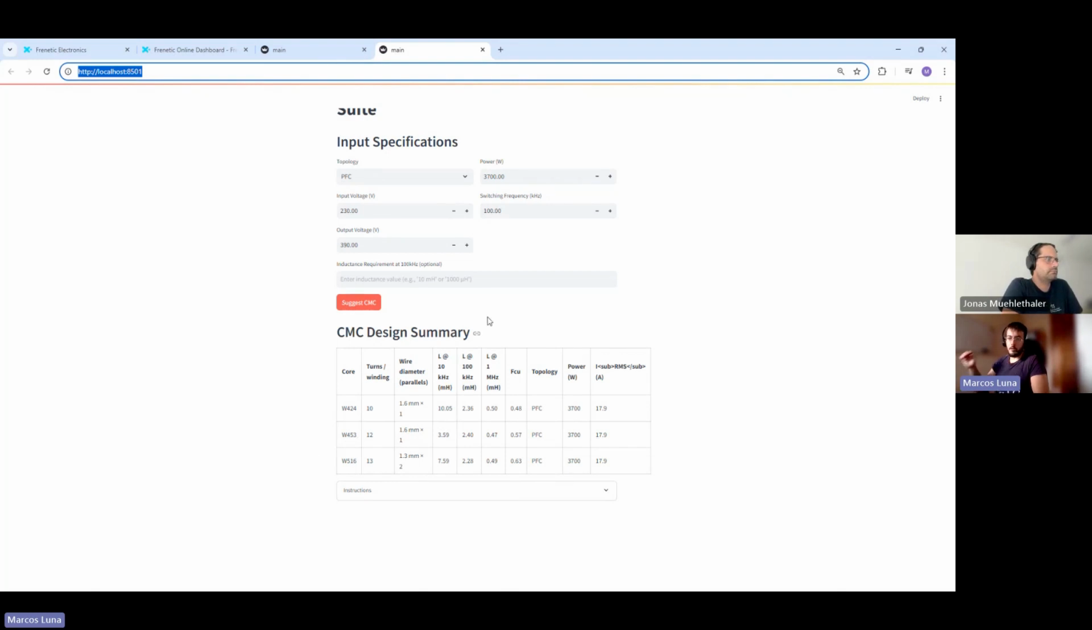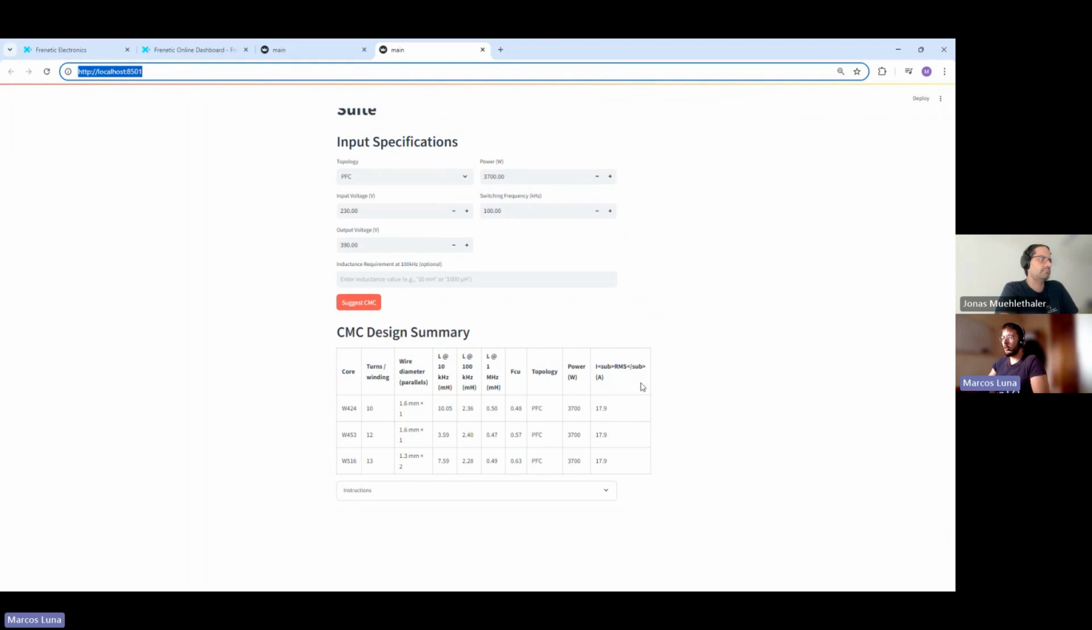The cores that we have right now are Magnetics cores from Magnetics. Okay, we would like to implement more if there is interest, but for the moment we only have the typical ones from Magnetics. And as you can see here, we have different options. The criteria here is to have, if I remember correctly, around 2.2 millihenries at 100 kilohertz. Okay, and as you can see here, the three solutions meet the requirement.